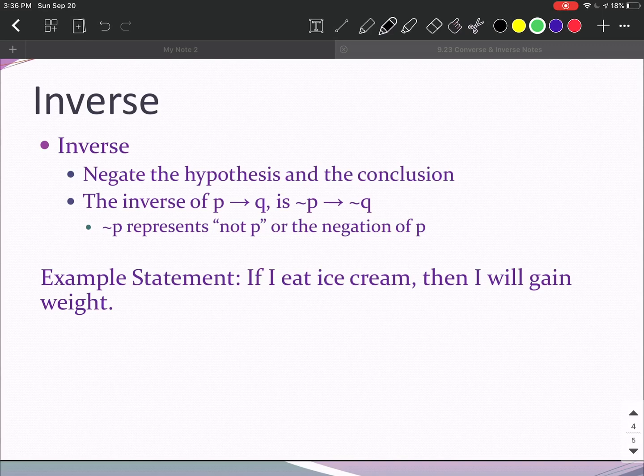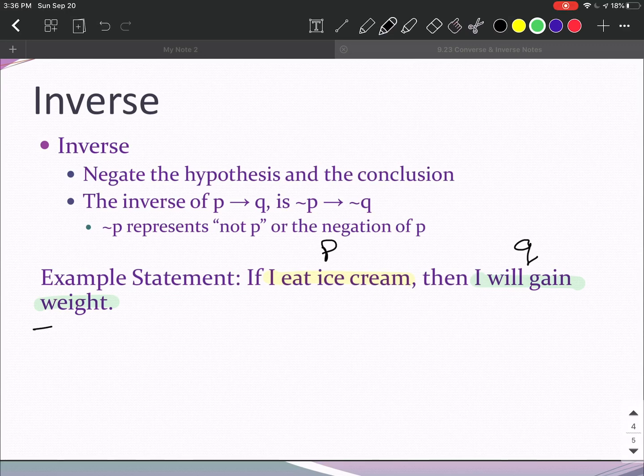So once again, we'll have the same statements as before, but now we're going to do the inverse of them. So if I eat ice cream, then I will gain weight. So I eat ice cream, still my hypothesis. I will gain weight is still my conclusion. So still my P, still my Q. So now what I need to do to it is add not.